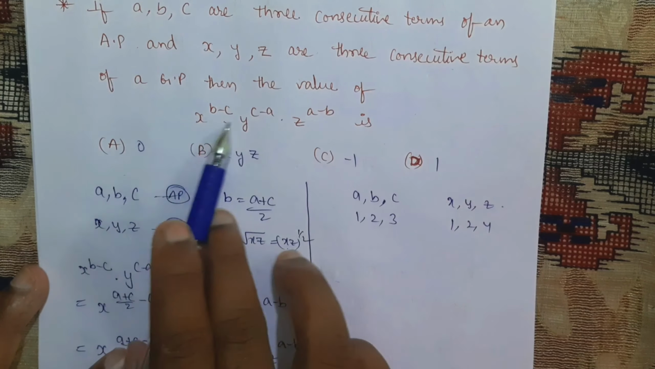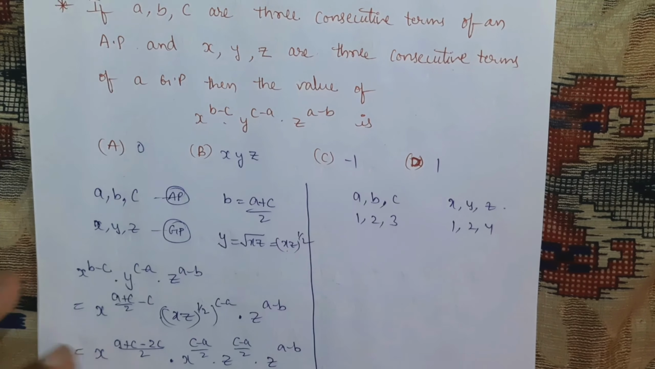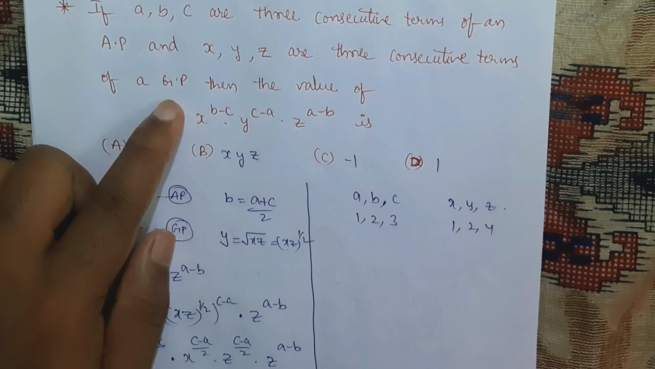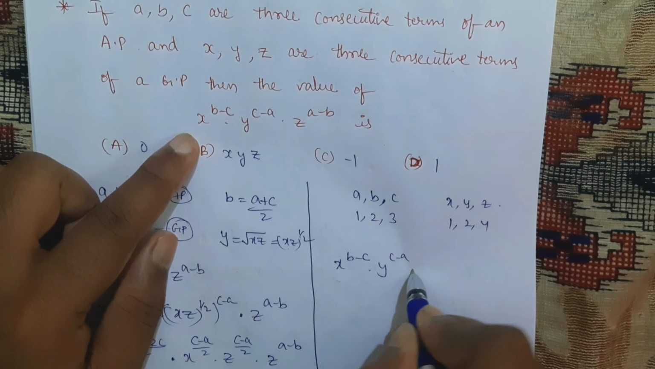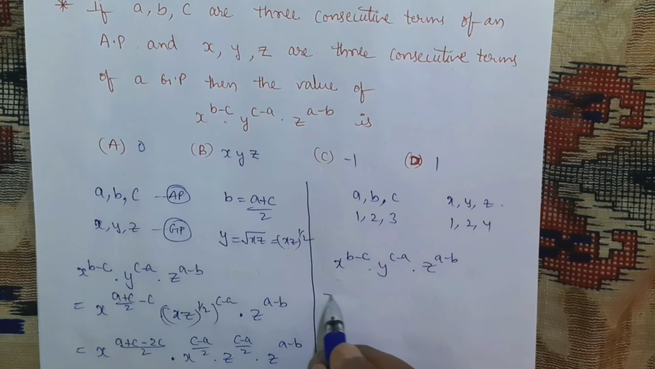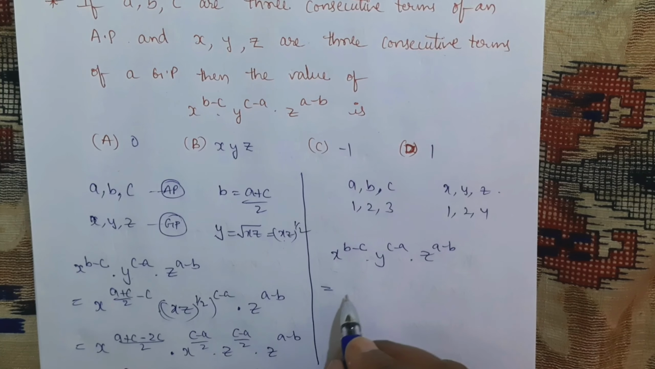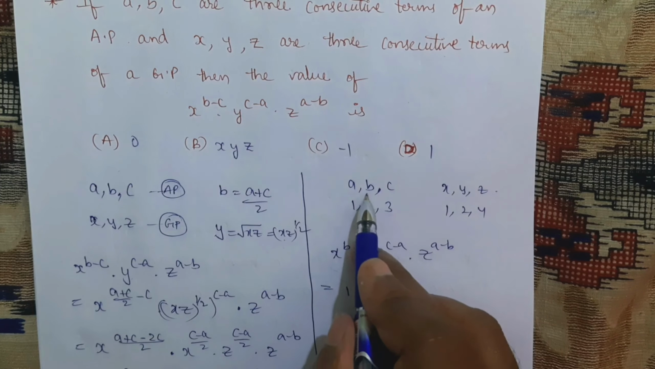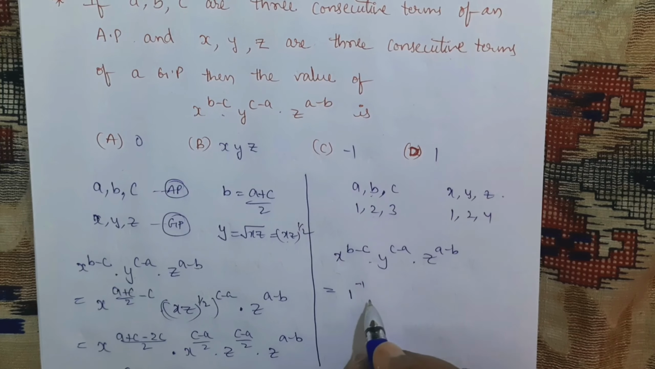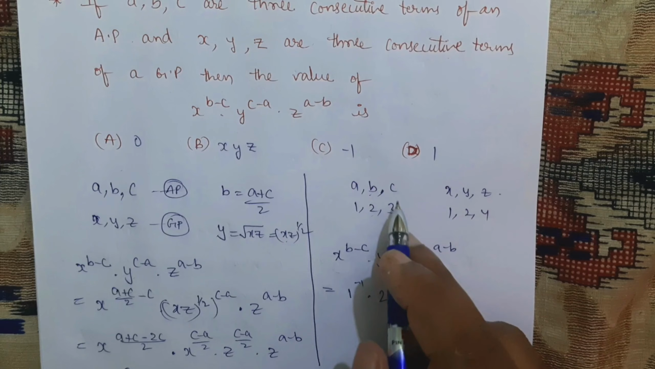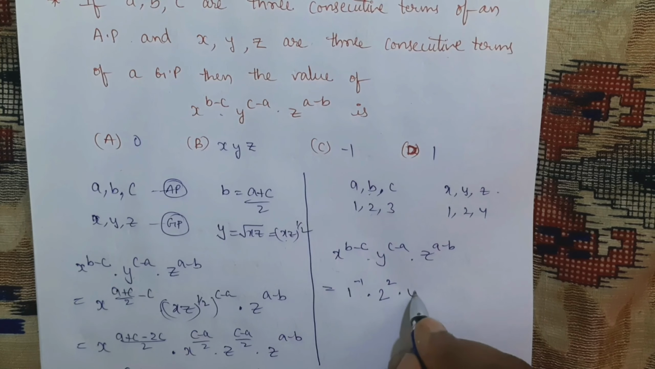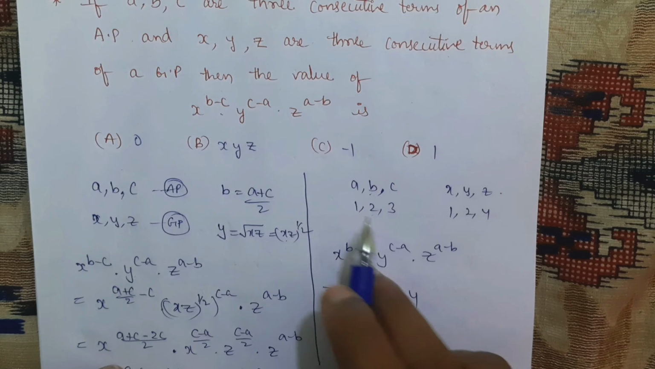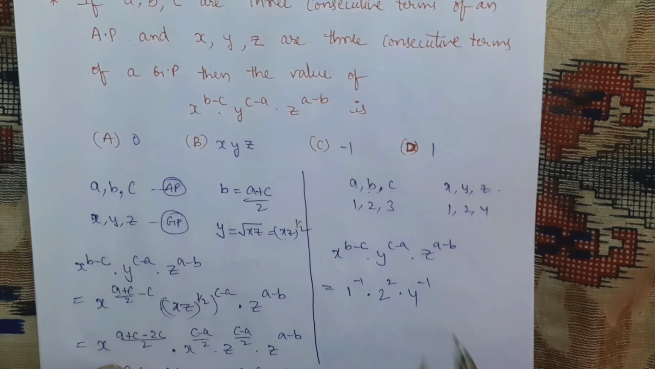Now, according to a, b, c and x, y, z, what is the condition they have given, guys? They are asking x power (b minus c) into y power (c minus a) into z to the power of (a minus b). Now we substitute those values, x as 1: 1 to the power of (b minus c). What is b minus c? 2 minus 3, which is minus 1, into, what is y? y I have considered 2, to the power of c minus a. What is c minus a? 3 minus 1, which is 2, into z. What is z? 4, to the power of (a minus b). What is a minus b? 1 minus 2, minus 1.